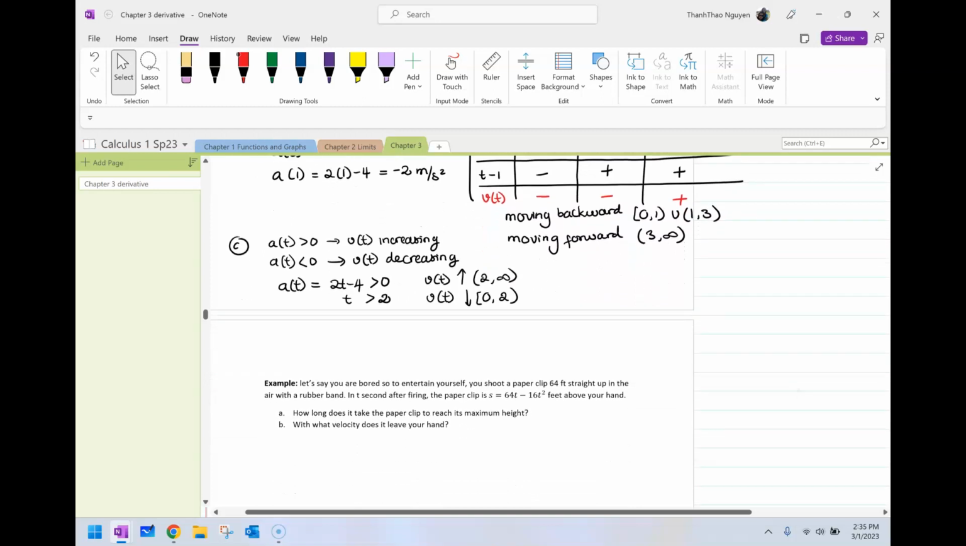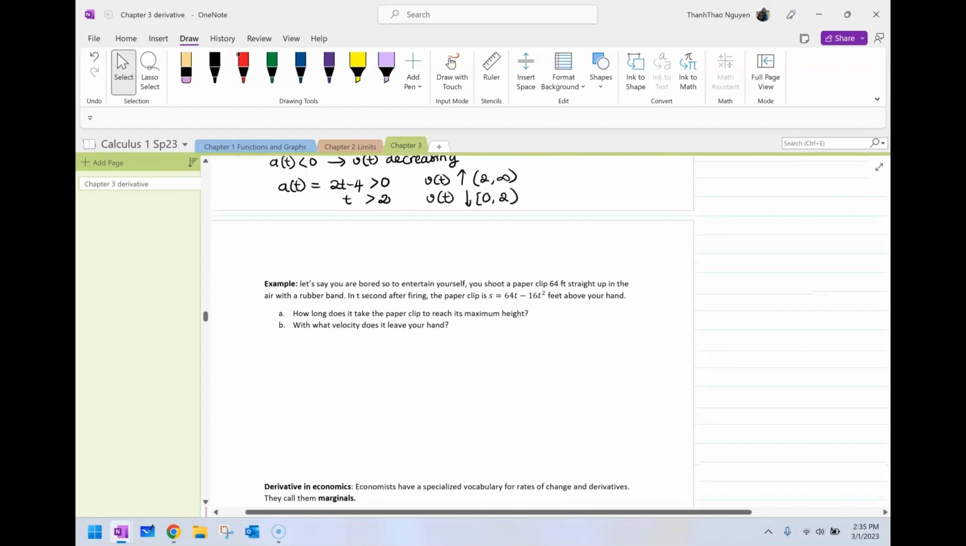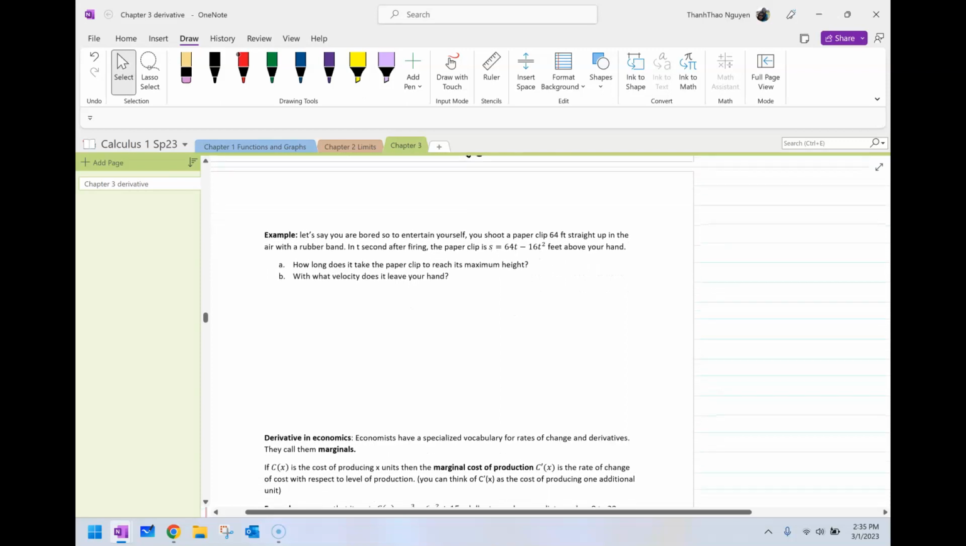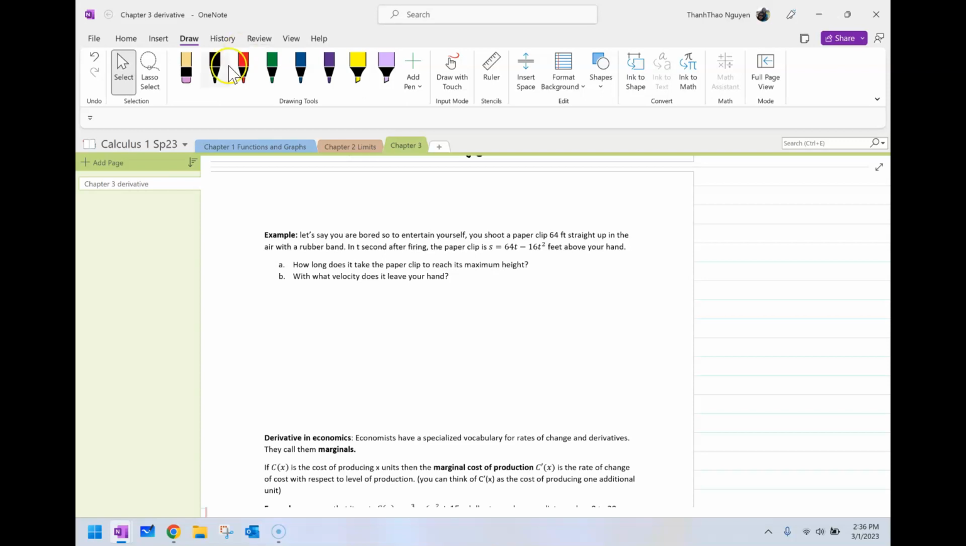Take a look at the next example. Let's say you're bored, so you entertain yourself. You shoot a paperclip 64 feet straight up in the air with a rubber band. In t seconds after firing, the paperclip is s equals 64t minus 16t squared feet above your head. How long does it take for the paperclip to reach its maximum height? And with what velocity does it leave your hand?